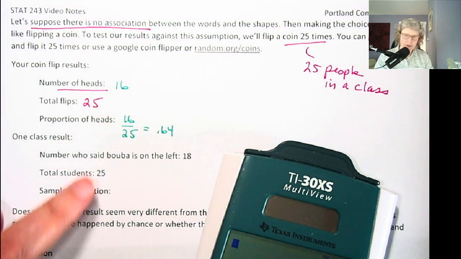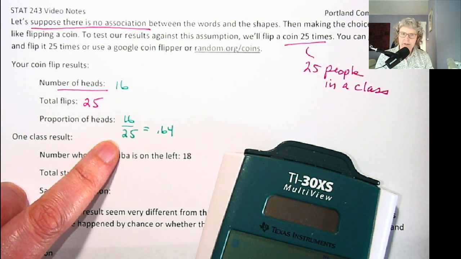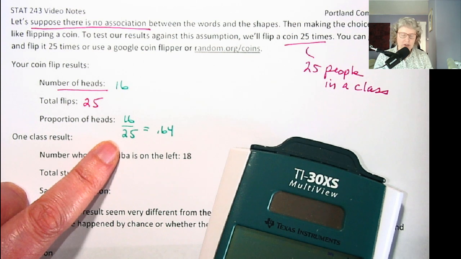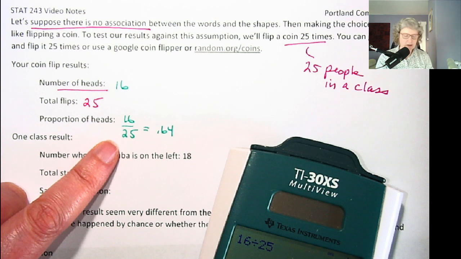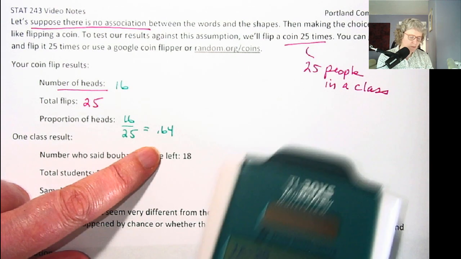I actually already calculated it, but let me show you how I did it. We want to know what proportion of heads that is. That's really like a percentage, but it's the decimal version of a percentage. So I did 16 divided by 25, and you can do this with your number. However many heads you got, divide that by 25 and write down your decimal. I got 0.64, and that's our proportion.